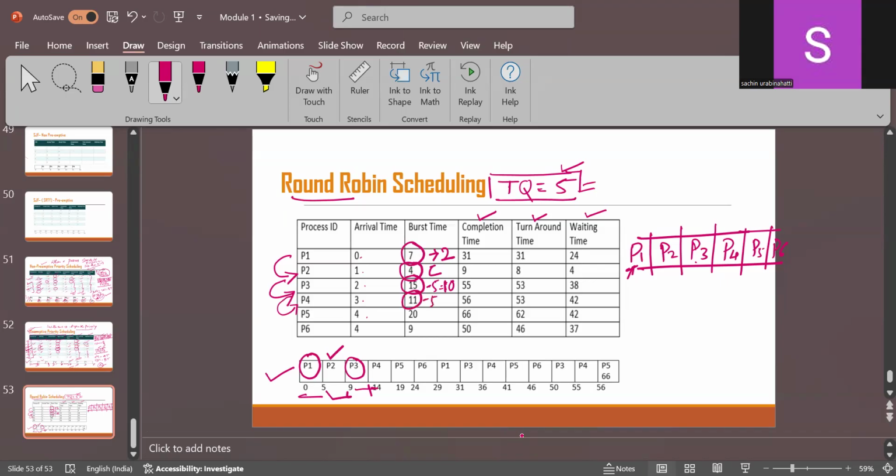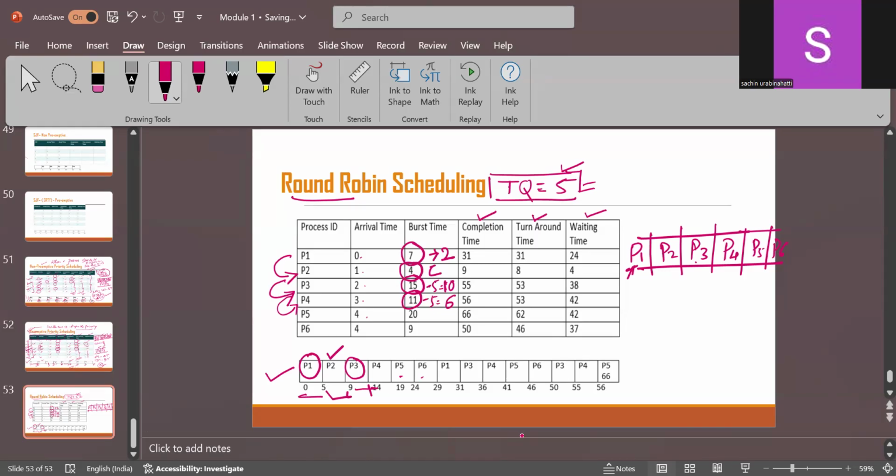So 11 minus 5. 11 minus 5 is how much? 6. So still it needs 6 units of time. So see here, P4 is running from 14 to 19. Similarly, next turn is taken by P5 and then P6. So this is how it goes on, P5 and P6. Now once all processes have been run, once again it starts with P1.